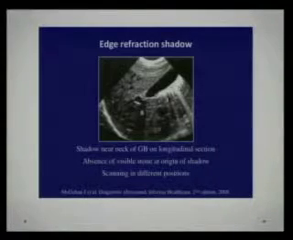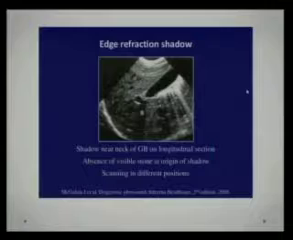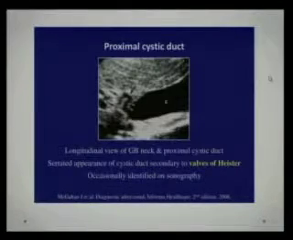So the edge refraction shadow happens at the posterior wall of the gallbladder. When you see dense shadowing occurring from the posterior wall of the gallbladder, note that this shadowing is not occurring from a content of the gallbladder lumen, but is just a function of the gallbladder wall. And this will disappear when you view the gallbladder in transverse section, and also there will be no shadowing emanating from an echogenicity within the gallbladder lumen. Scanning in different positions, changing position of the patient can help alleviate the artifact.